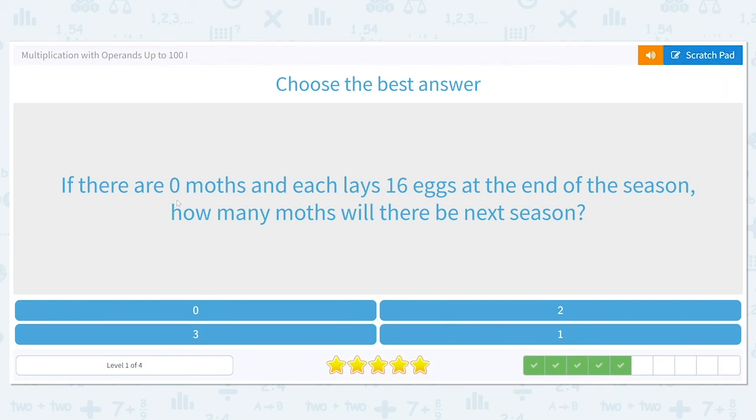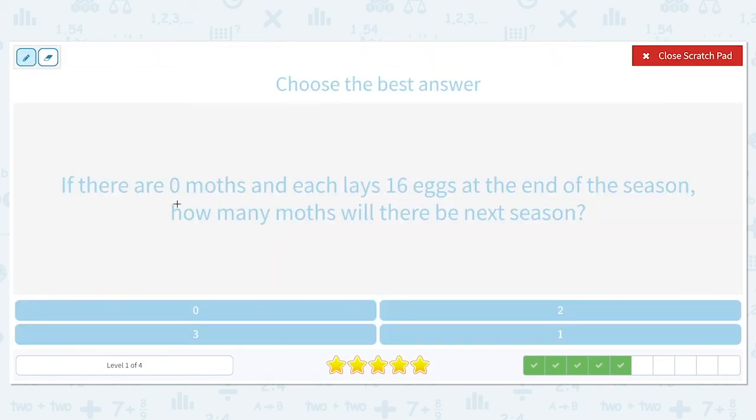If there are 0 moths and each one lays 16 eggs at the end of the season, how many will there be? Well, if there are no moths to begin with, then there are no moths to lay eggs. So we're going to end up with 0 eggs and 0 moths next season. That's also because 0 times anything will be 0.